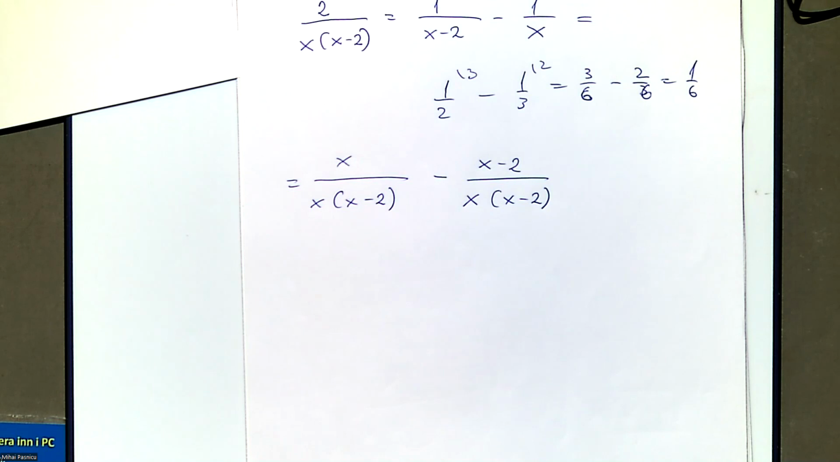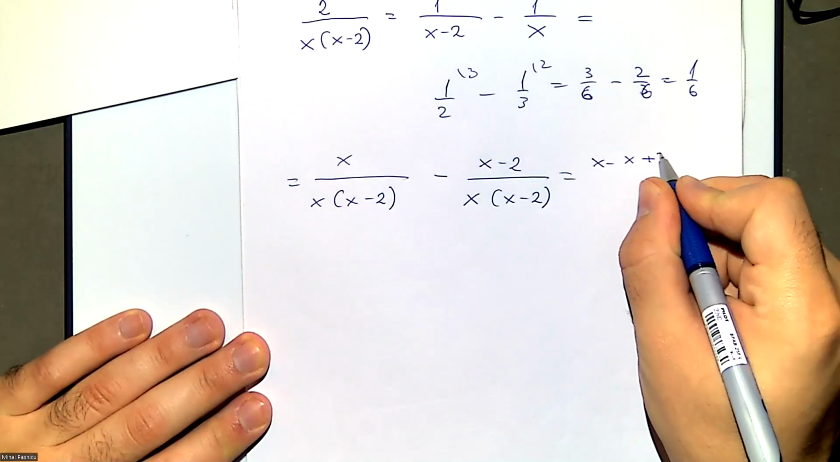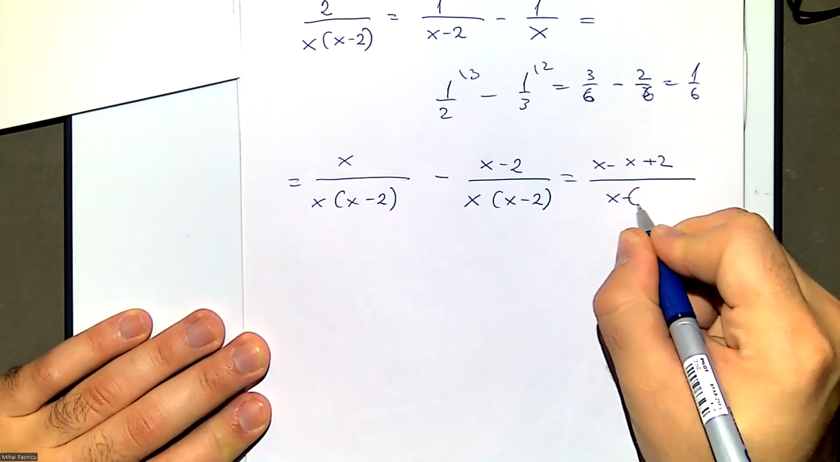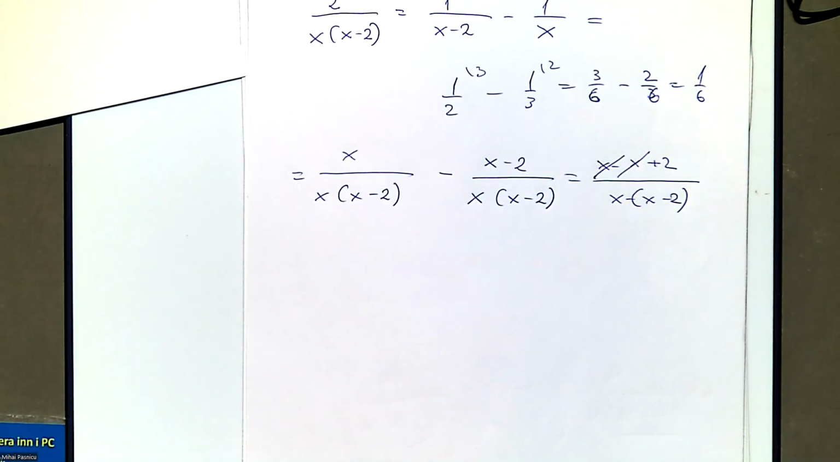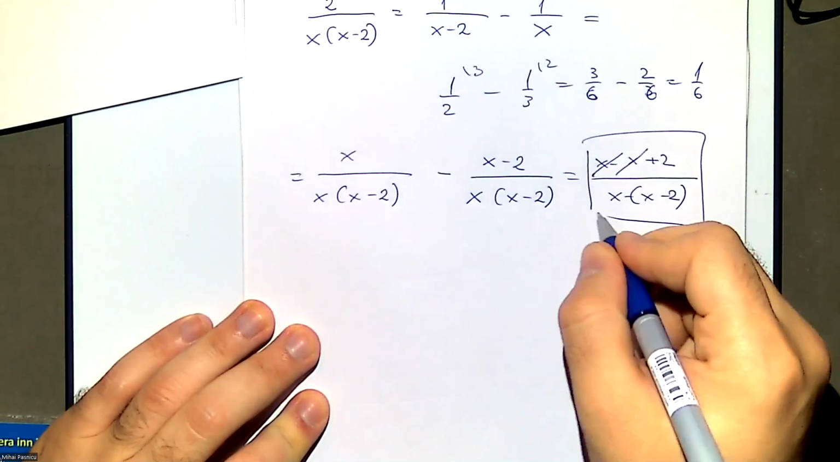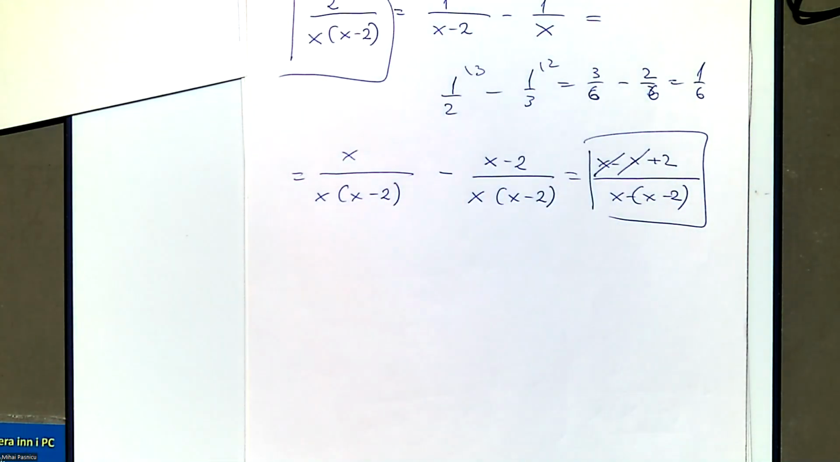So I just brought everything to the same denominator. And now if you compute all of this, you get x minus x plus 2 over x minus 2. This goes away, and I get the same solution from the start. It's not rocket science or anything like that. It's basically just a computation trick.